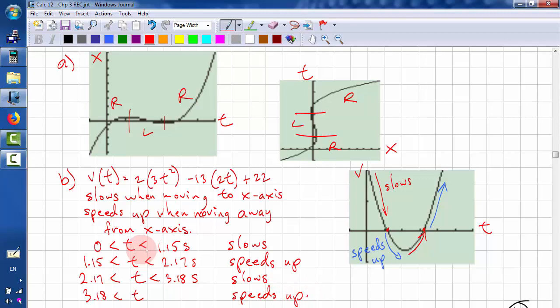Notice that I didn't put any equal signs in here because it's not speeding up or slowing down at this point. It's zero. Here, it's going from speeding up to slowing down, so we wouldn't put an equal sign there.